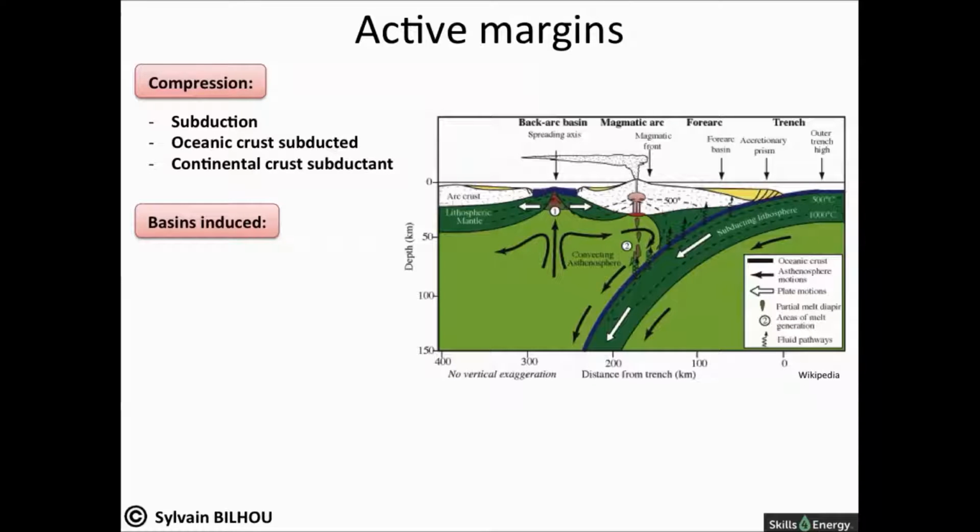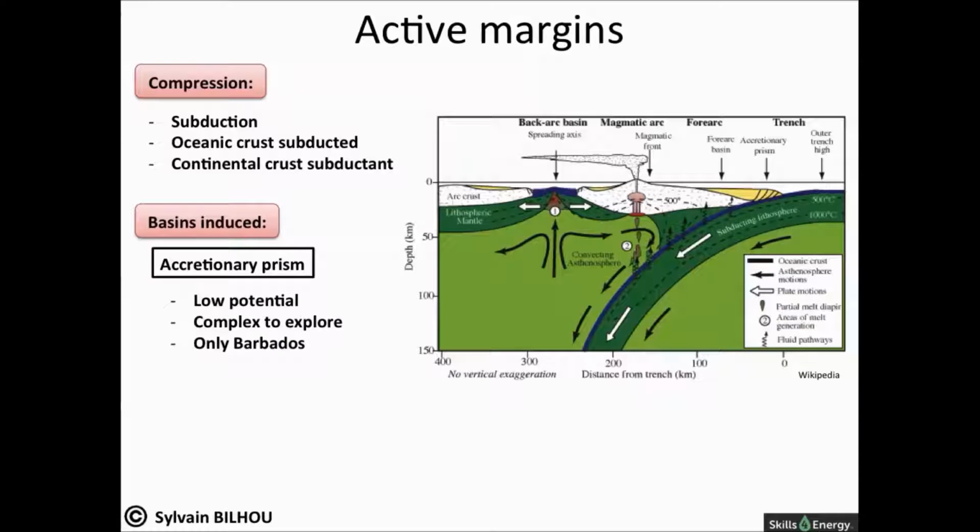Different features can be found in active margins. An associated structural feature of the oceanic trench is the accretionary prism. The accretionary prism has a wedge shape, forming as a result of compressive forces. Sediment accumulated on the sinking crust is scraped off in the ocean trench because of the downgoing plate. In Barbados, oil has been discovered in an accretionary prism.